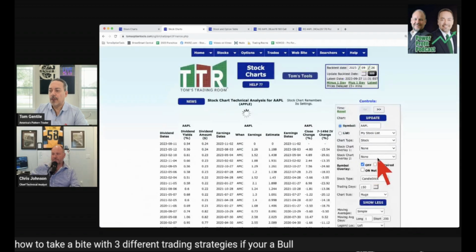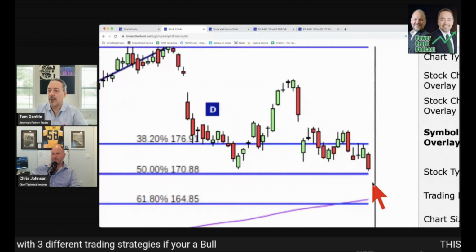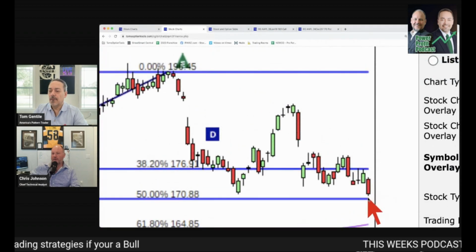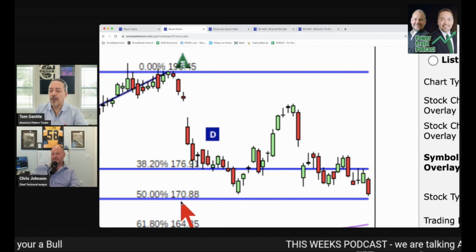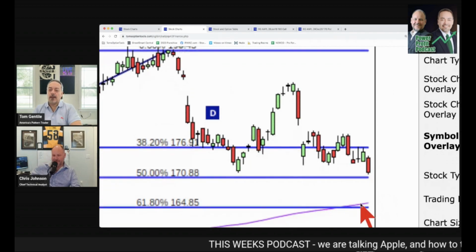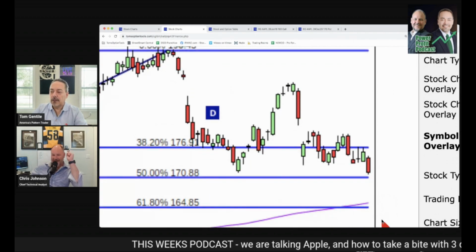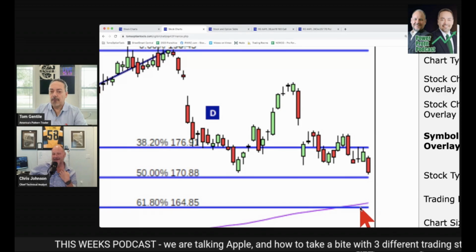Okay. If that shows us the 140 low, and it almost does, I mean, let's just snap a Fibonacci chart on this and see where we sit right now. Look where we sit. Ooh. 50% retracement, 170.88. There's your 61. And look at that, right around the 200-day moving average.